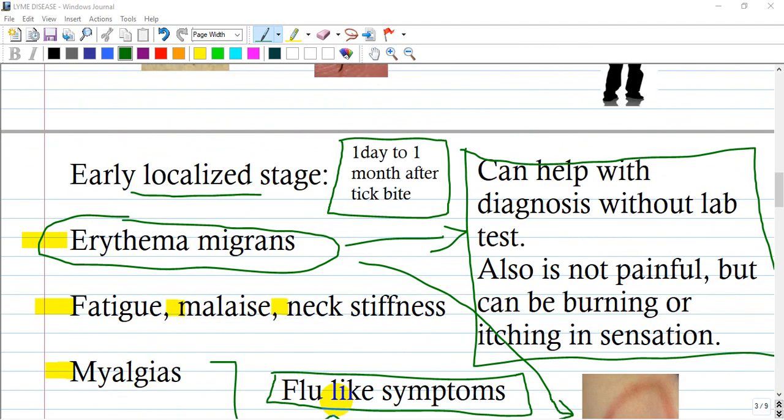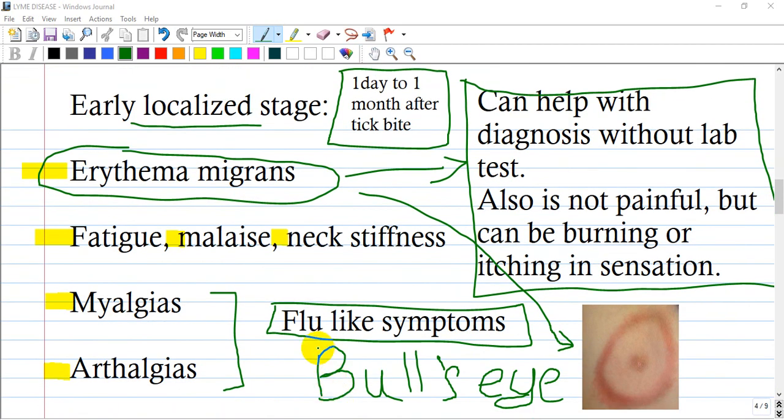If you are going to evaluate every stage, there are 3 stages, and the first one is the localized stage. It can take from 1 day to 1 month after a tick bite to develop. There are 2 points to know: erythema migrans and flu-like symptoms like myalgias, arthralgias, fatigue, malaise, and some other symptoms.